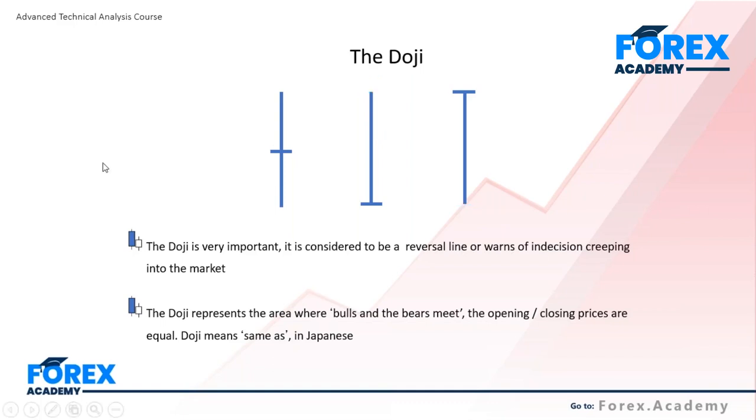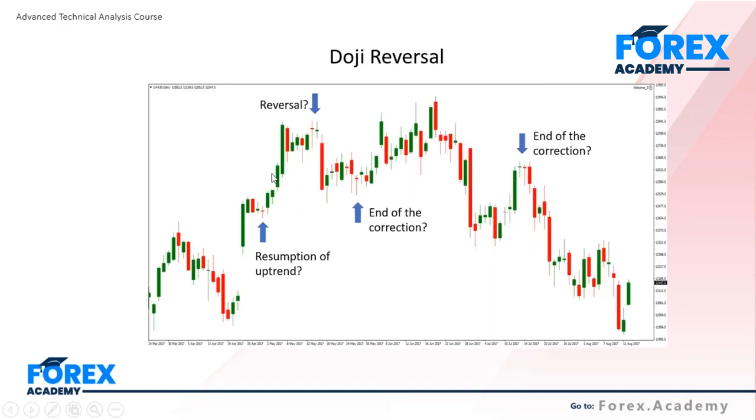So let's take a look at some examples in the chart in front of us. We can see that two dojis actually present themselves over here. That would be a period of indecision. We can see the market has moved higher. What we never do in technical analysis is preempt anything until we get enough confirmation.